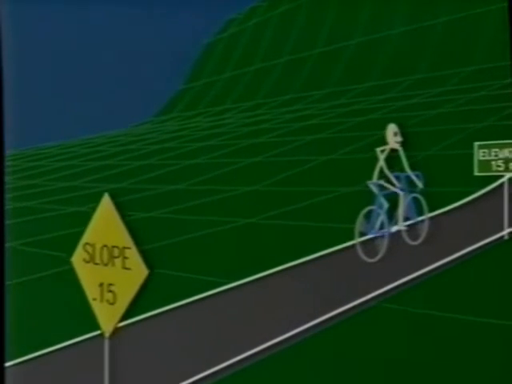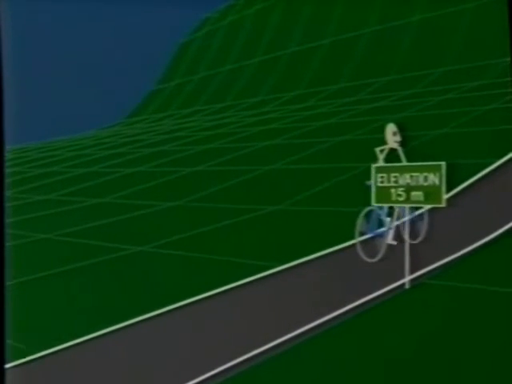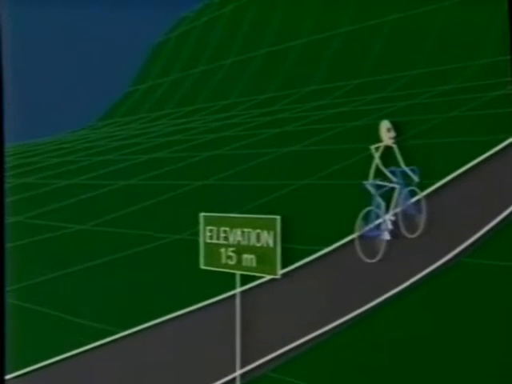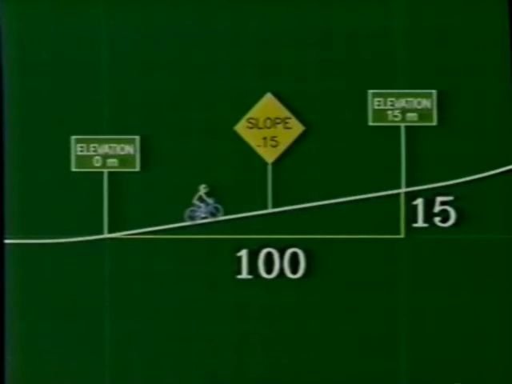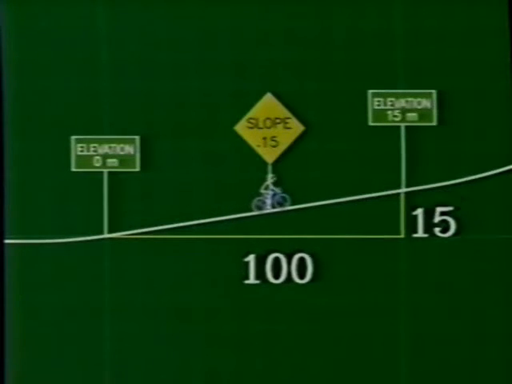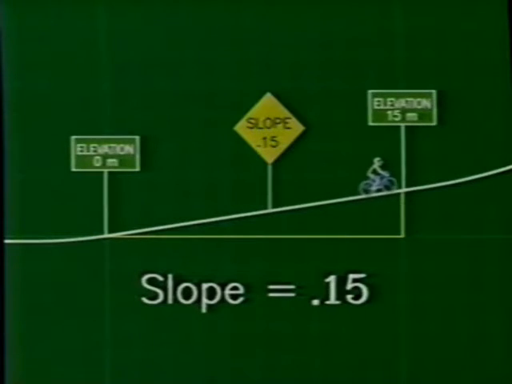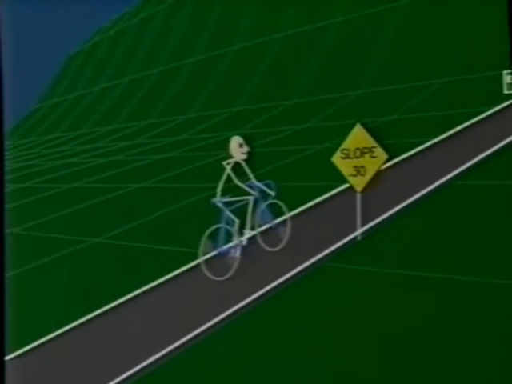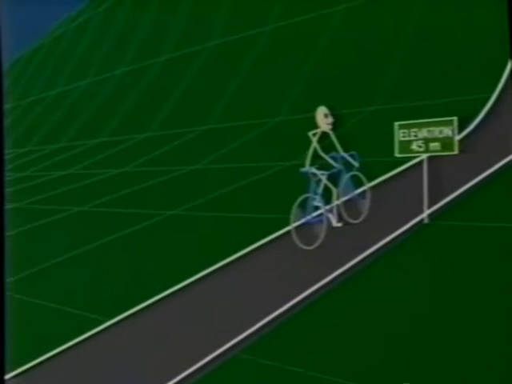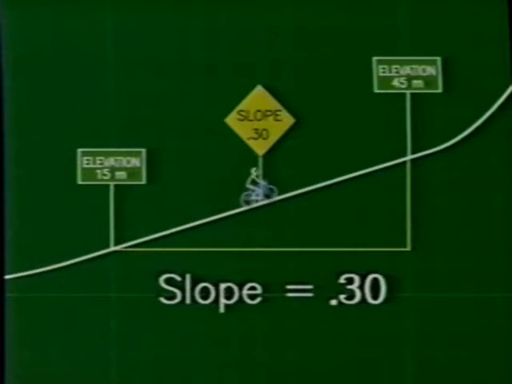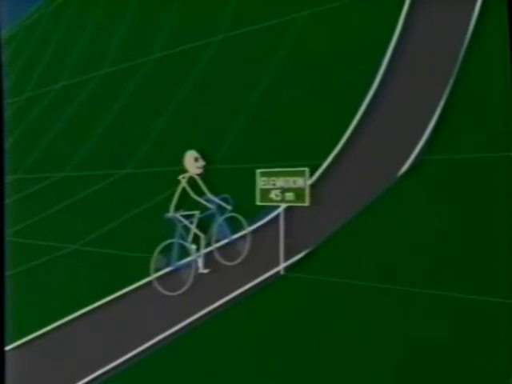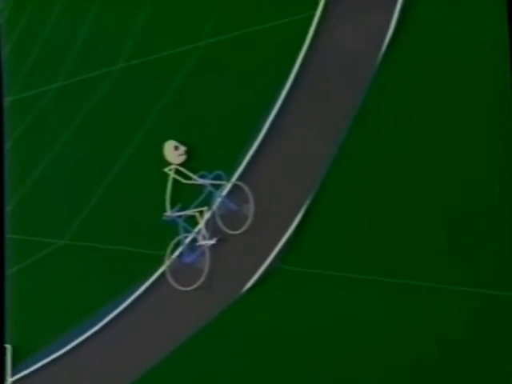For example, suppose the elevation of an incline increases 15 meters every 100 meters. The rider moves upward 15, horizontally 100. The slope is 0.15. A hill with a slope of 0.3 is twice as steep as one with a slope of 0.15. The bigger the slope, the steeper the hill.